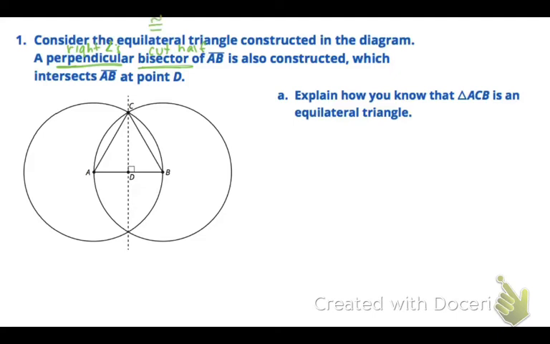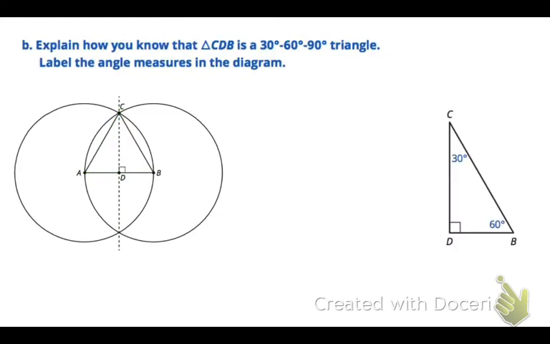So they're asking, how do you know that this triangle here is an equilateral triangle? And you should be able to notice that they've asked us this question before a few units back. So if you have to look at your notes, do so. But they've asked us this question, so make sure you're using what you know about the circles, about any part of those circles that can help you explain that. Now move on to B.